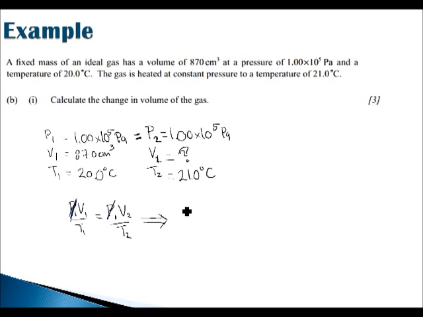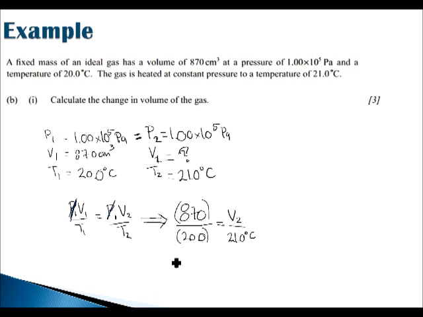We have V1 is 870 divided by T1, which is 20.0. Once again, I'm not including the units because all of the units are exactly the same, so we know that our final answer is going to have units of centimeters cubed. Equals V2, we don't know what V2 is yet, and T2 is 21.0 degrees Celsius.